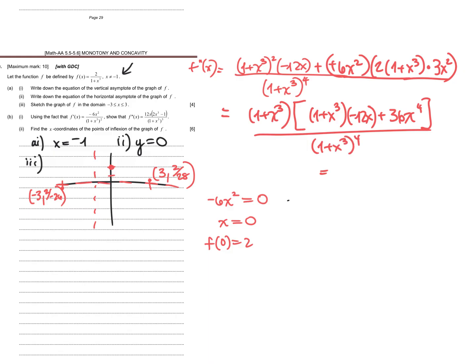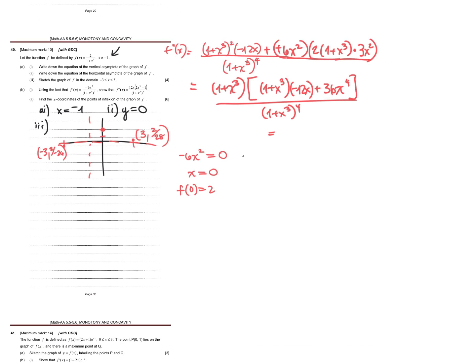And one of those is going to cancel. So this cancels like that. So on the denominator, we're going to have this. And then on the numerator, if we distribute this, we're going to have negative 12x, and then minus 12x cubed. No, sorry, minus 12x to the 4th plus 36x to the 4th. So we're going to have plus 24x to the 4th. And they want it written like this.